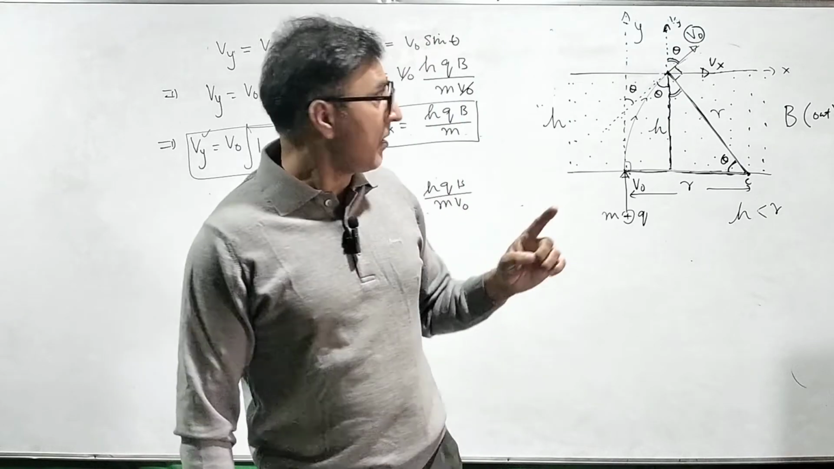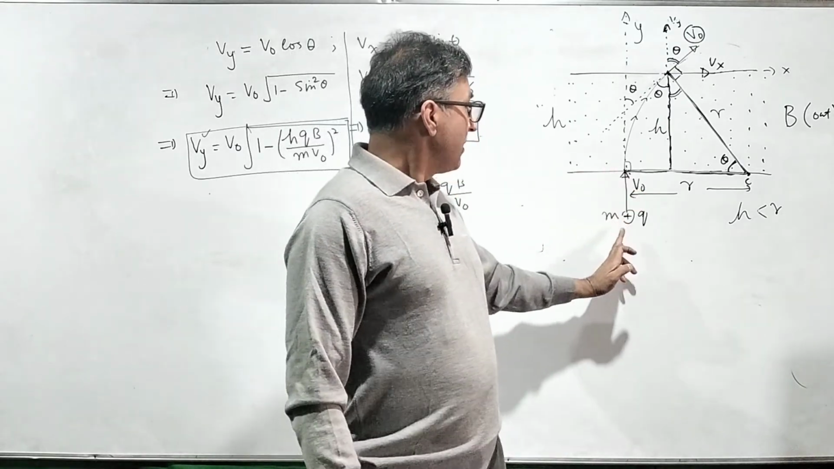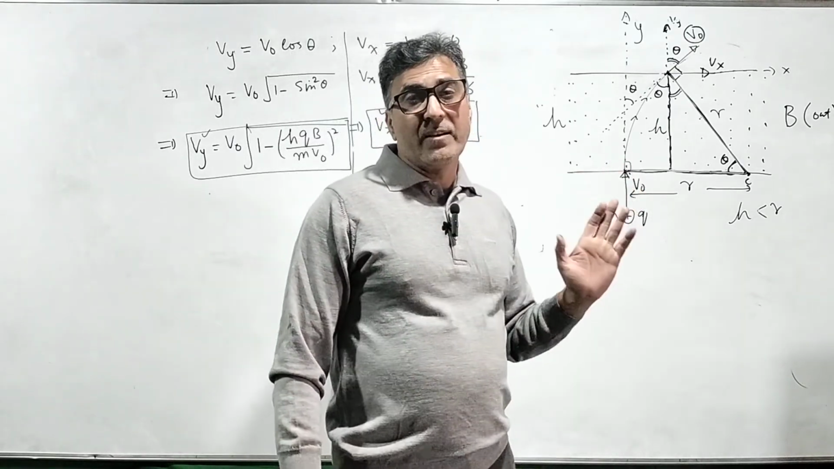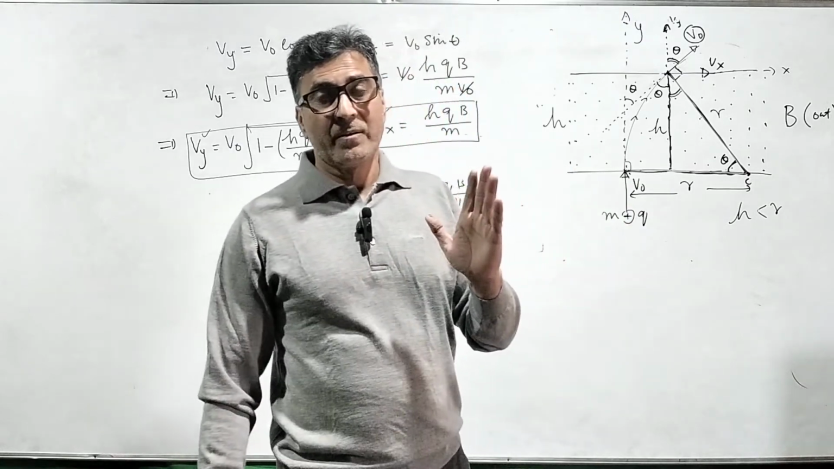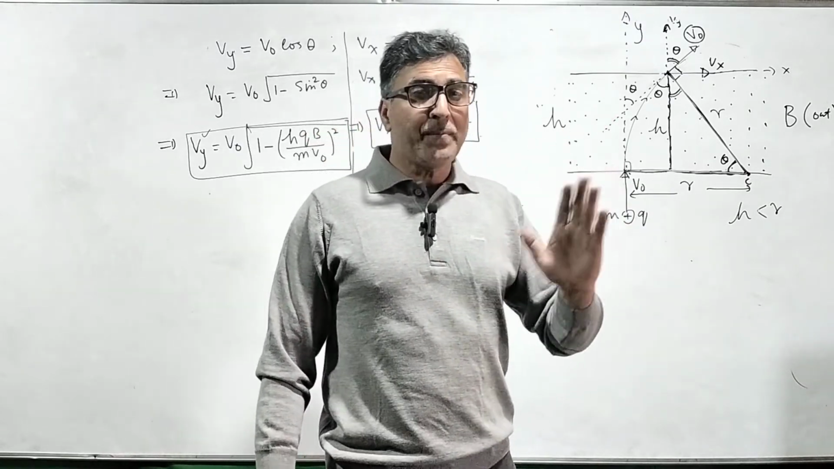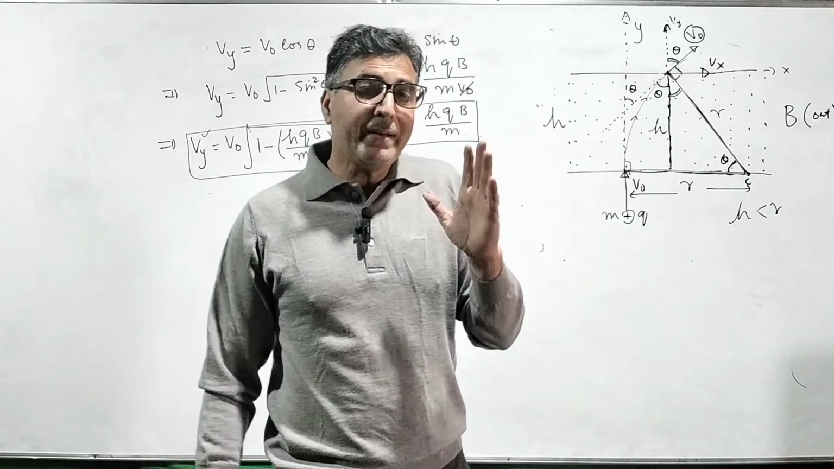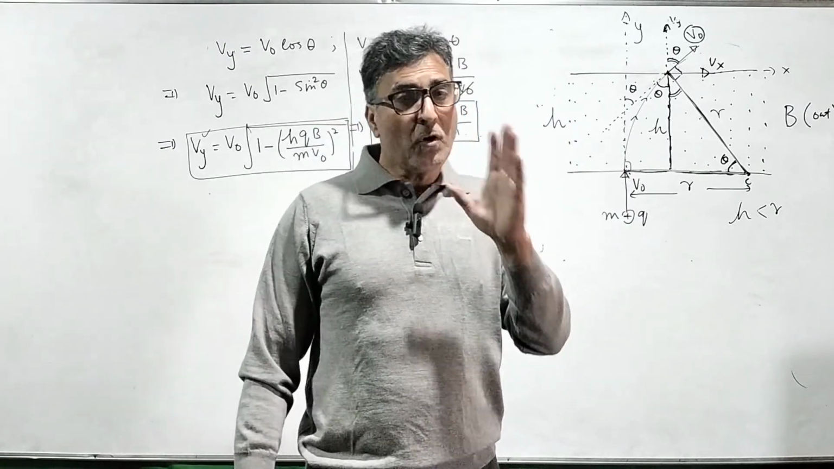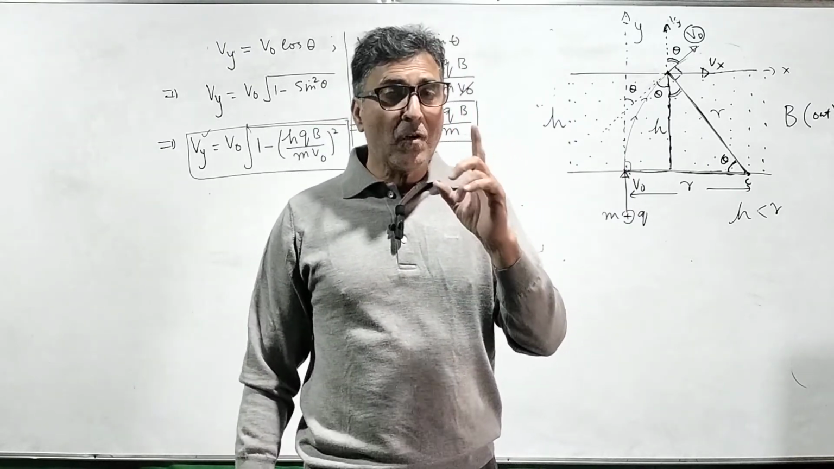Now, very important in this question was that when you project a charge with the velocity V0, it will come out of the field with the same speed, because the magnetic force is not doing any work. The force will change the velocity, of course, but it will not change the speed.